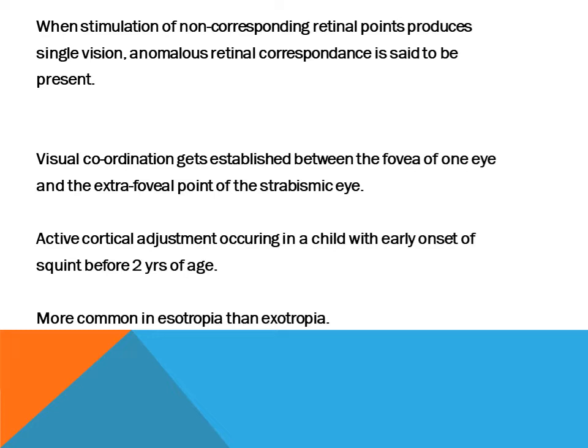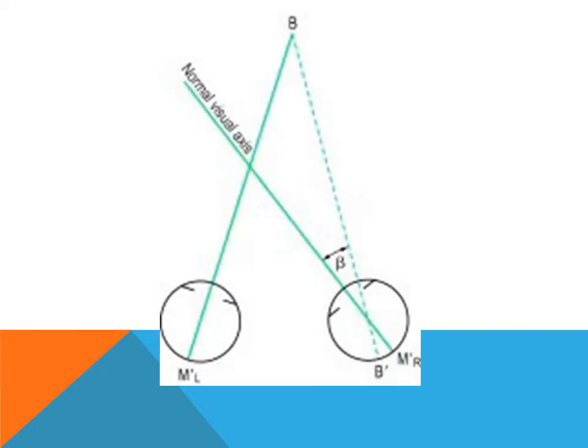And this ARC is more common in esotropia than exotropia because we know that babies are usually hyperopic, so they are more susceptible to having esodeviation. So as a result, ARC is more common in esotropia than exotropia. In this picture, we can see that there is right eye esodeviation.